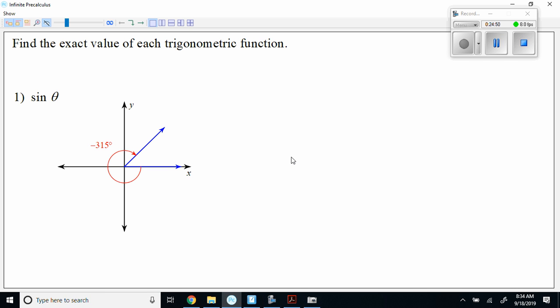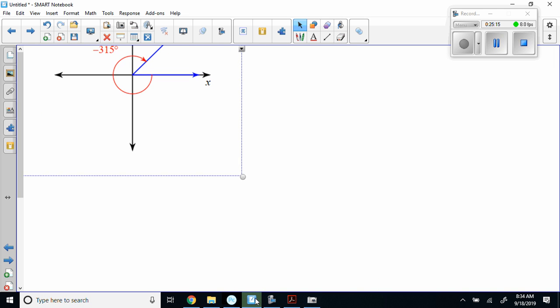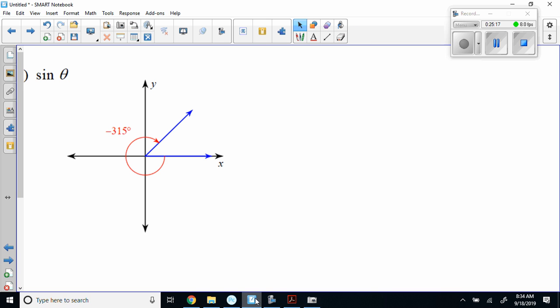Do you see a 315 on there? On your sheet. You see a 315? But it's a negative 315, right? Which means that this baby's sitting in the first quadrant, right? Negative 315 is the same as what? It's the same as who? Come on. That right there is really 45 degrees, right?